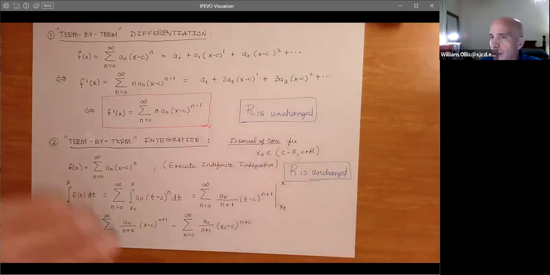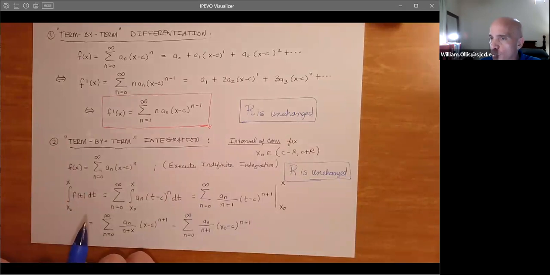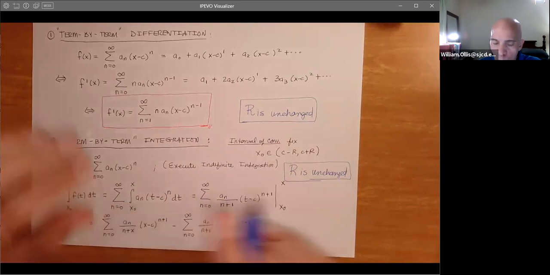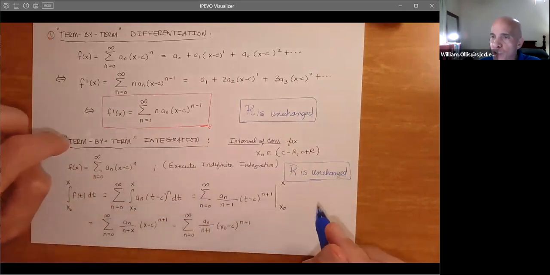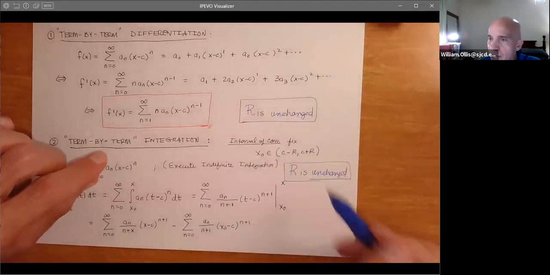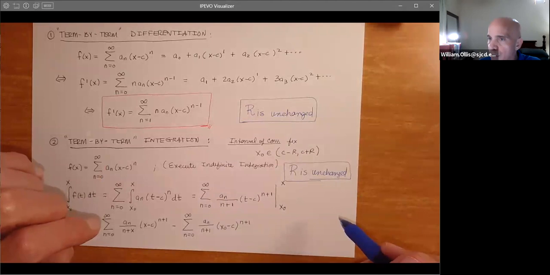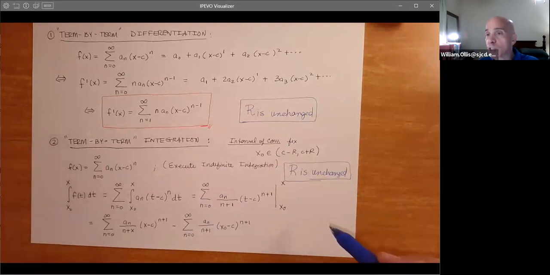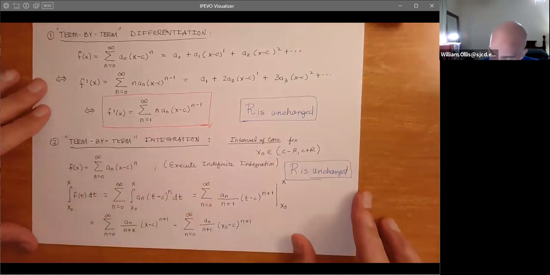And you can apply arguments that are much more finessed, but the key here, and this is really what makes this work, is that not only do we execute term by term differentiation and integration, we also utilize the fact that the radius of convergence does not change with these operations. However, you still need to check endpoints. We never get the endpoints for free. So as you move from the series to the differentiated series or the series to the integrated series, you must check the endpoints. And like I say, that's an easy verification with the ratio test.